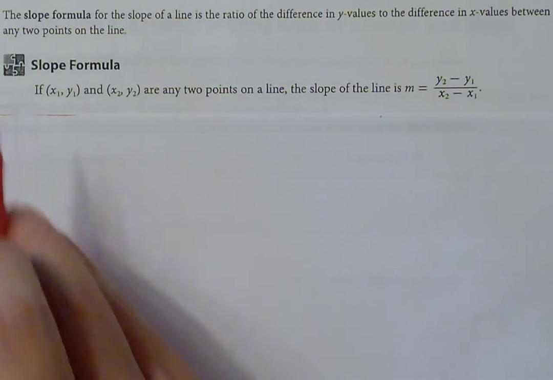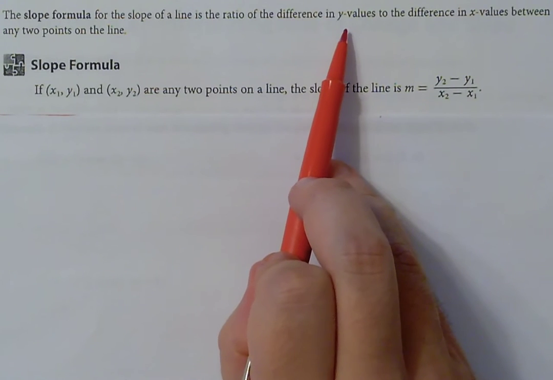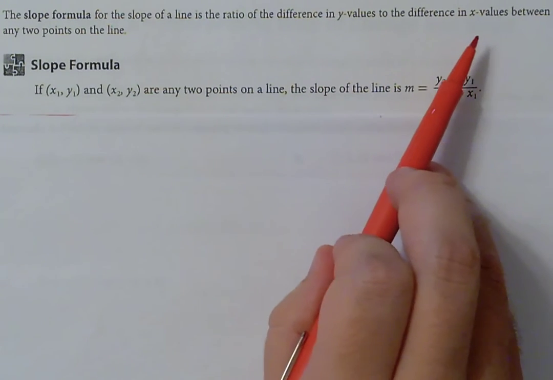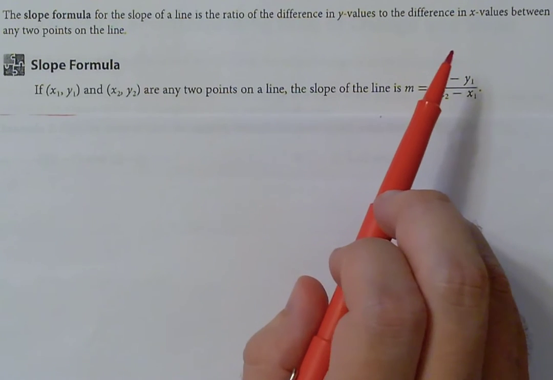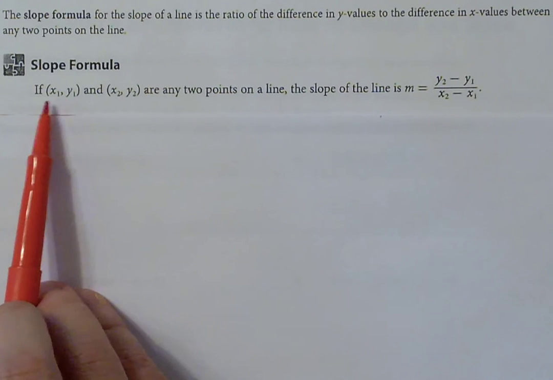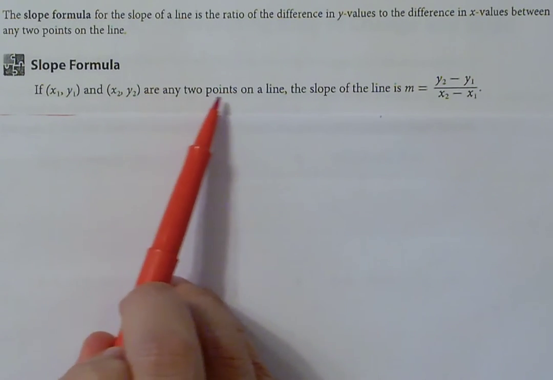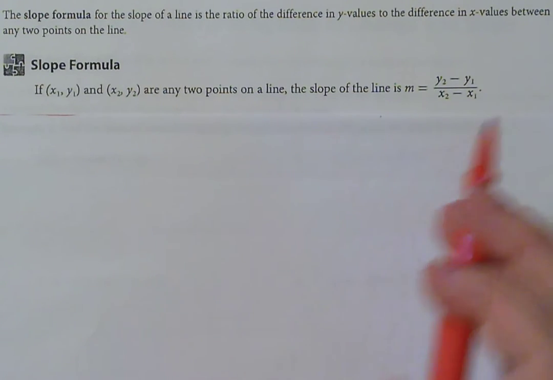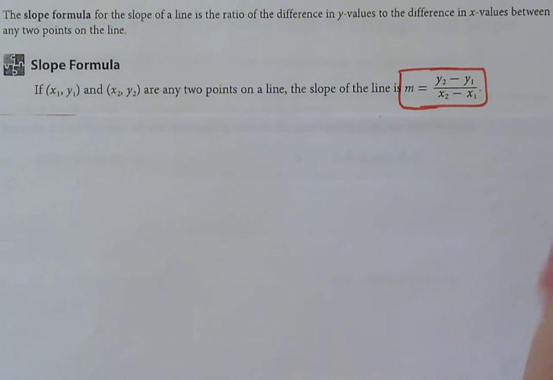Now, the slope of a line is the ratio of the difference in y values to the difference in x values. So rise over run, difference in y over difference in x. The slope formula states if x1 comma y1 and x2 comma y2 are any 2 points on a line, the slope of the line is m equals y2 minus y1 over x2 minus x1.